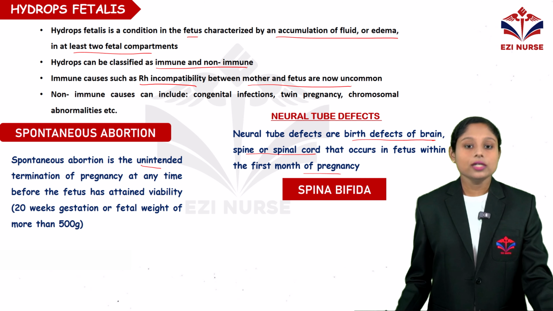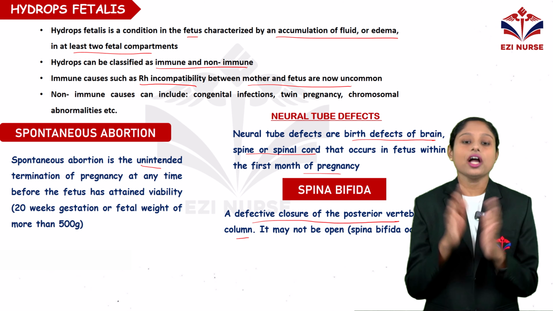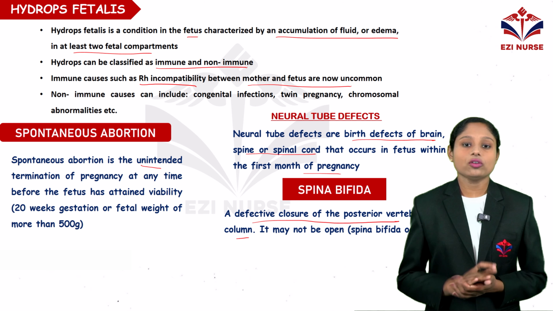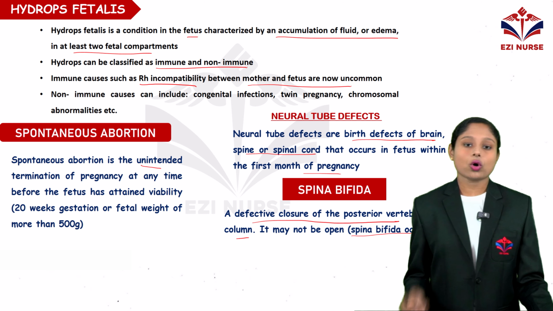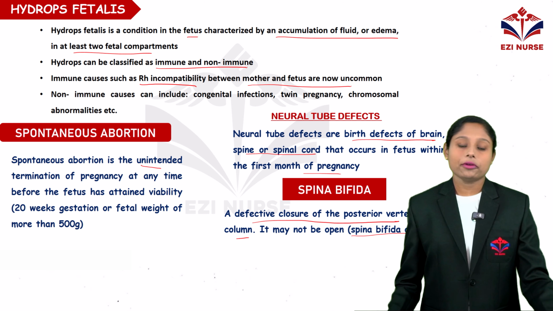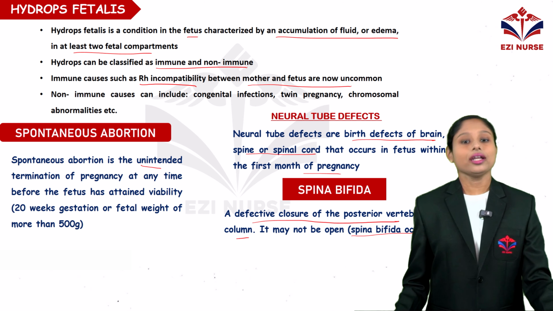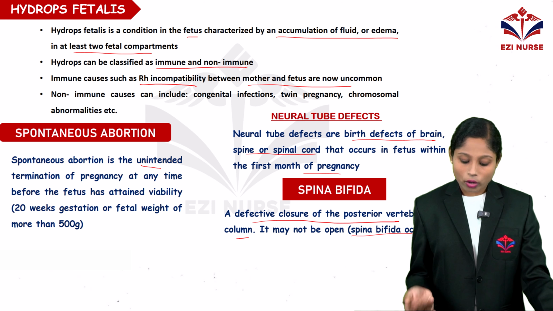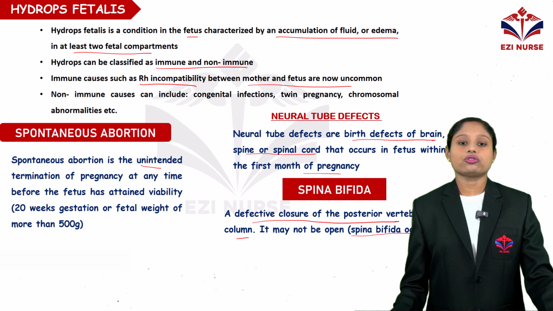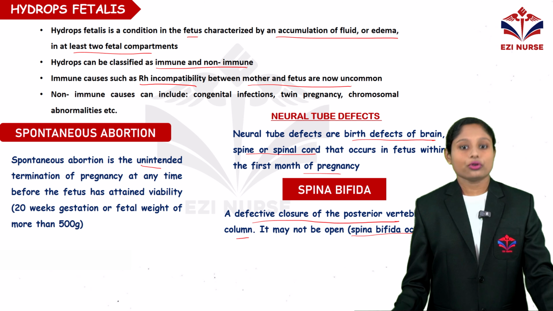Another important question, spina bifida. What is it? It's a defective closure of the posterior vertebral column. So, there will be an opening in the posterior vertebral column. It may not be open, in which case it is called spina bifida occulta. If it is not open, the condition is termed spina bifida occulta. So, there will be a defective closure of the posterior vertebral column. Yes, this is very important. Hydrops fetalis, spontaneous abortion, neural tube defects and spina bifida are all very important. They will come for 2 marks. A 2 marks question will definitely be asked, or it will come as MCQ questions.